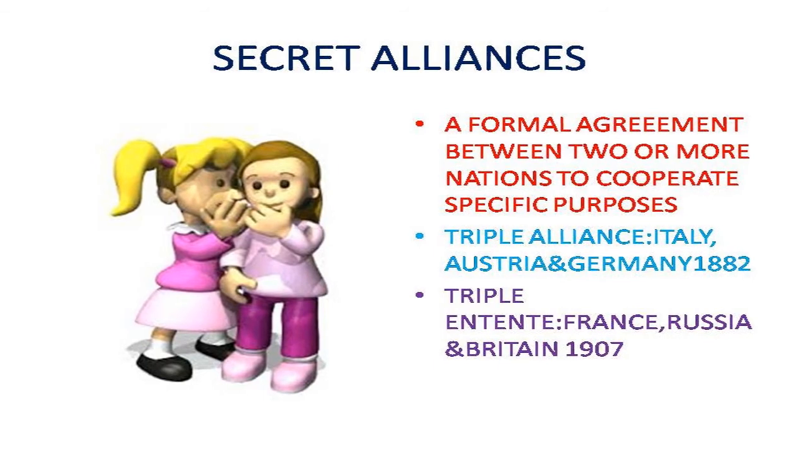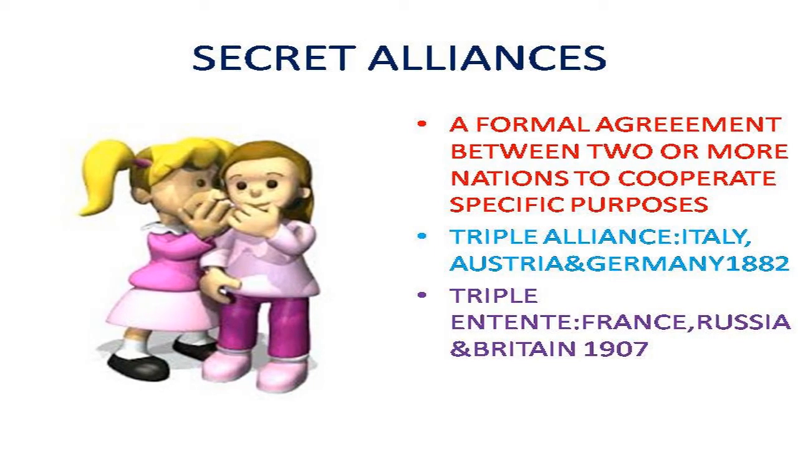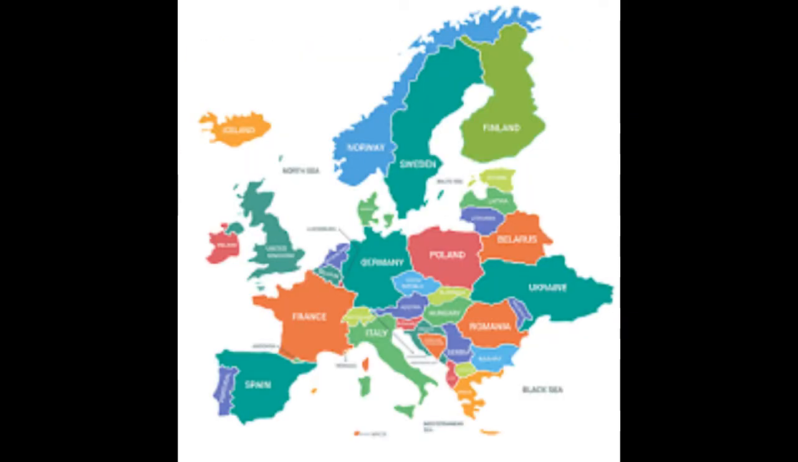Secret alliances. After defeating France in 1870, Bismarck, who was the Chancellor of Germany, wanted to isolate France. So he made a secret alliance with Austria in 1879 and with Italy and Austria in the year 1882. Italy, Austria and Germany, 3 they became, no? So it was called the Triple Alliance. There were 3 in number: Italy, Austria and Germany.